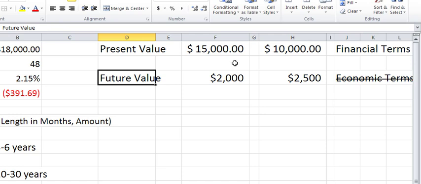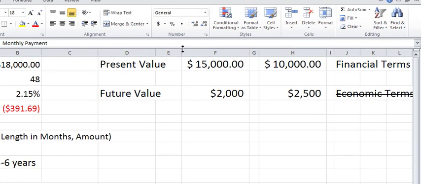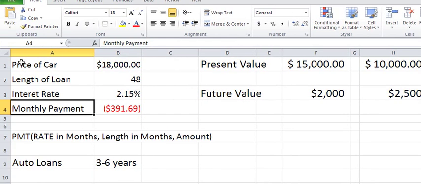So for now, I just want to remind you exactly how to do the PMT function. Remember, just to remind you one more time, it's rate in months, length in months, and then finally the amount. That will give you a negative number because the value will always be negative, because you're always going to be spending that each month because you're paying back a loan. That's the PMT function, and next time we'll learn about the present value and the future value functions in Excel.